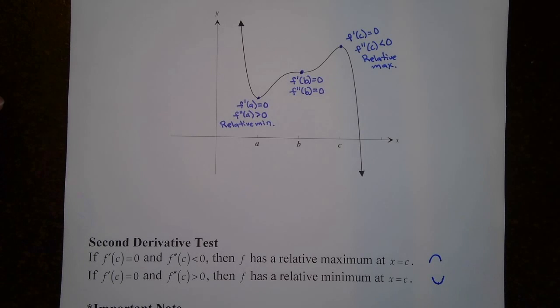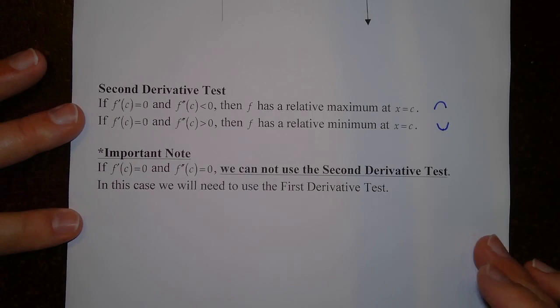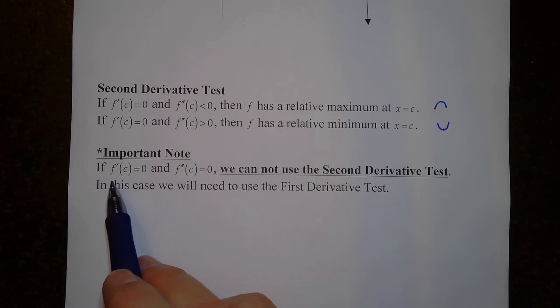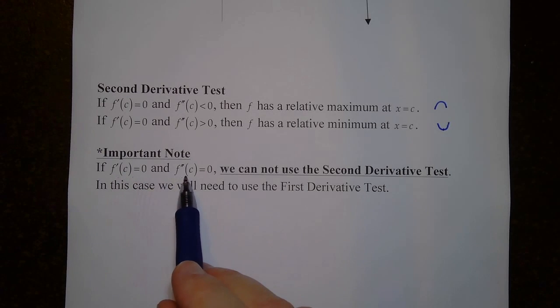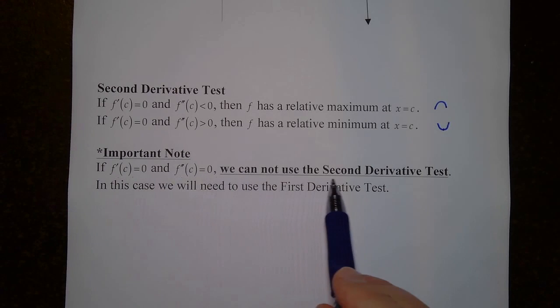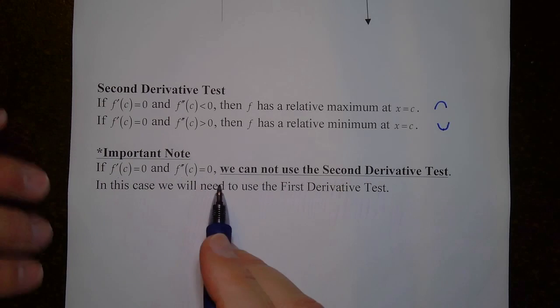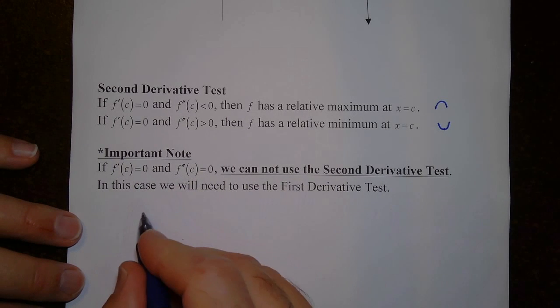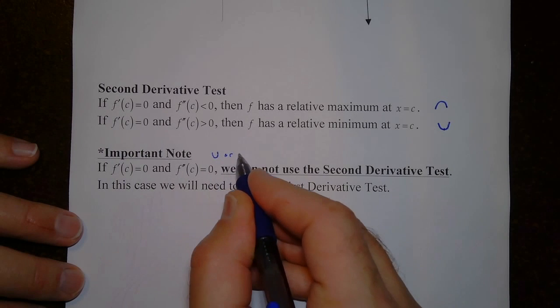All right, one more thing, and then we'll do a problem. Okay, so this is important. If f prime of c is equal to 0, so we have a horizontal tangent, but the second derivative at c is also equal to 0, we cannot use the second derivative test. So it fails. It doesn't work for this, because we can't tell the concavity. We can't tell if it's concave up or concave down. We can't see if it's like this or like that.